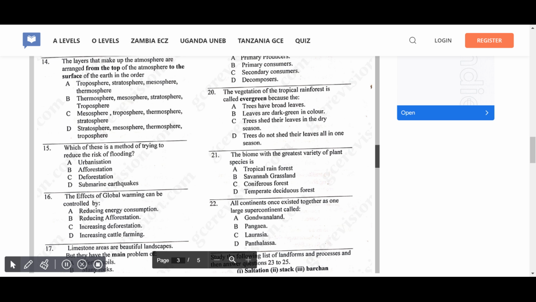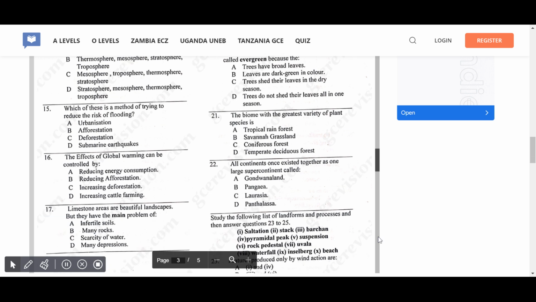Question 17. Limestone areas are beautiful landscapes, but they have the main problem of... The answer is A, infertile soils.